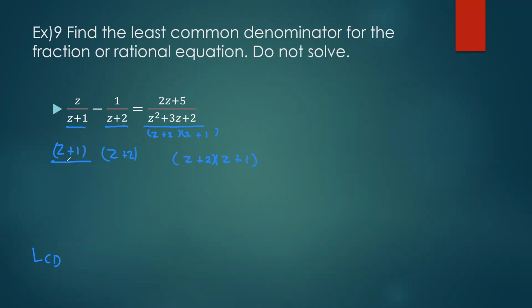Do you see anywhere else with the base of z plus 1? I do. I see it right here. Since they're both to the power 1, it's just going to be z plus 1. What about the base z plus 2? Do you see anywhere else with the base of z plus 2? I do. I see it right here. But since it's to the power 1, it's just going to be z plus 2 to the power 1.